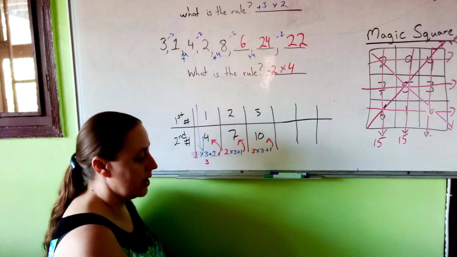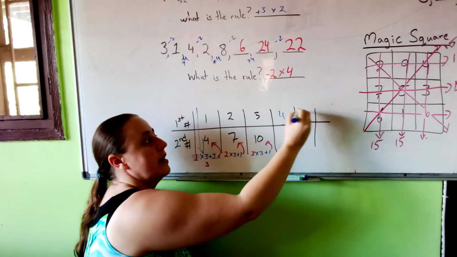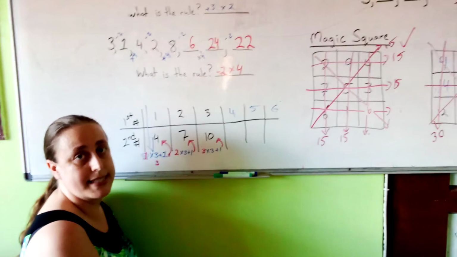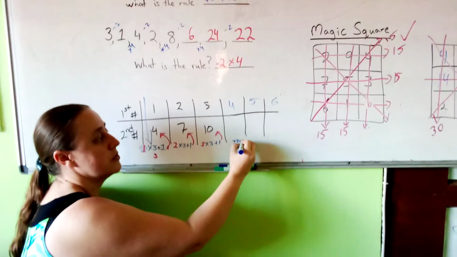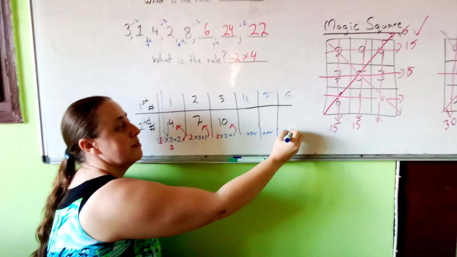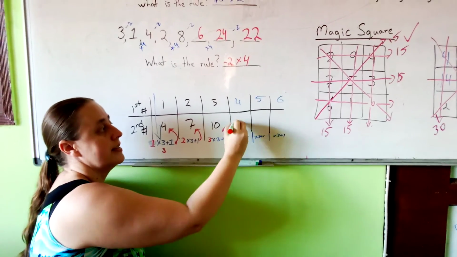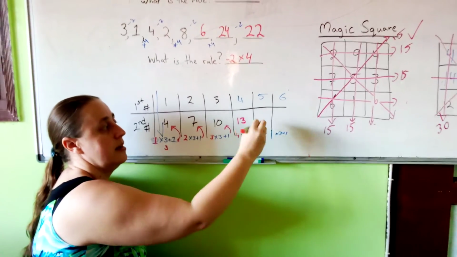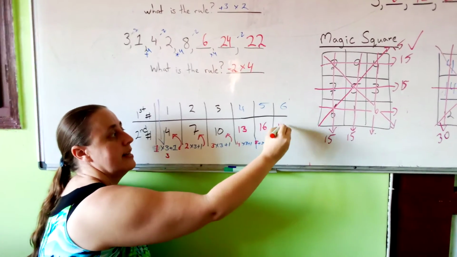And I want you to do some more on your own. So for example, you could pick any number you wanted, but I'm going to pick 4, 5, and 6 because they're just continuing and that makes it easy. All right? So again, remember, it's times 3 plus 1, times 3 plus 1, times 3 plus 1. So 4 times 3 is 12, plus 1 is 13. 5 times 3 is 15, plus 1 is 16. And 6 times 3 is 18, plus 1 is 19.